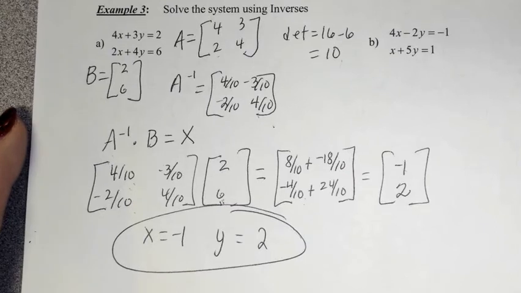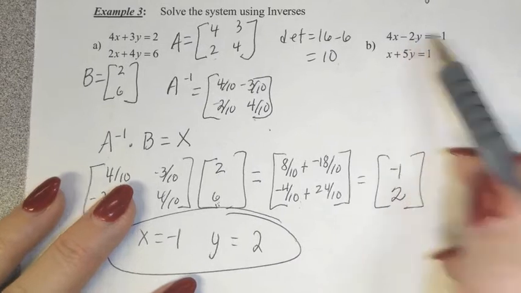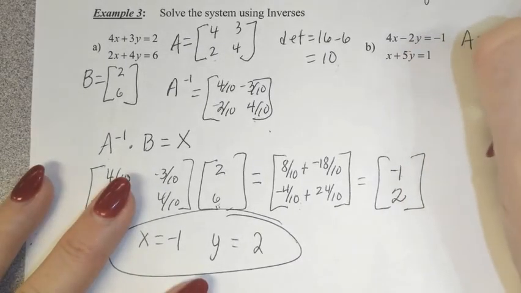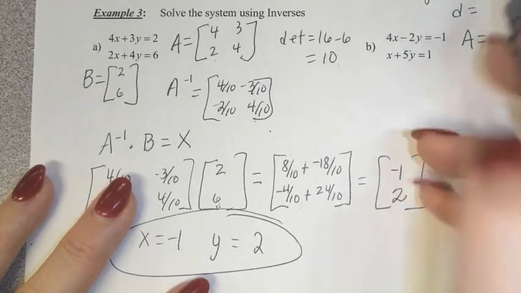So we have all these different ways we can solve systems. We can use substitution, elimination, we can use matrices, we can use inverses, we can use Cramer's rule with matrices, and all of these ways would work. All right, let's take a look at this one.